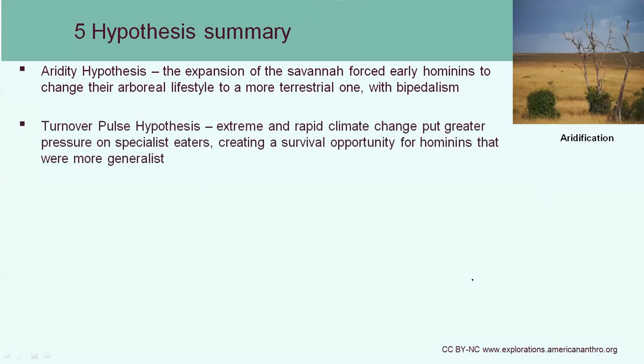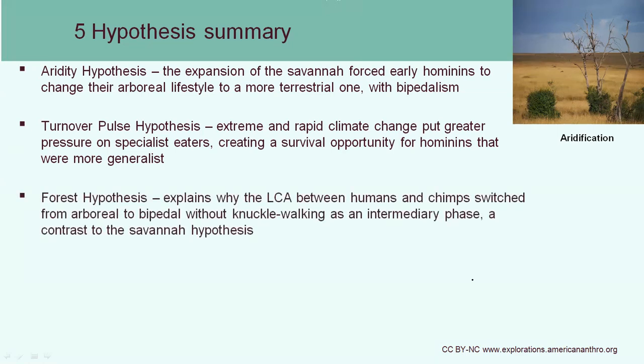The second hypothesis is the turnover pulse hypothesis, which said that there was extreme and rapid climate change, which put a lot of pressure on those organisms that have very specific diets. So specialist eaters that only eat one type of fruit or one type of plant would be in a very stressful situation. They wouldn't be able to find enough food. However, if you are the type of animal that is a generalist that can eat many different things, plants and berries and nuts and small animals and large animals, basically being an omnivore was a very useful trait. So if you could eat anything you could find, you're going to survive better.